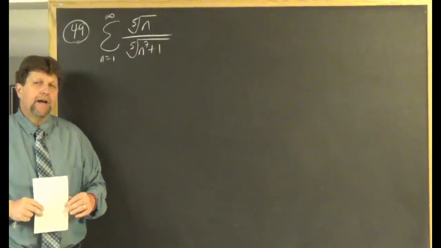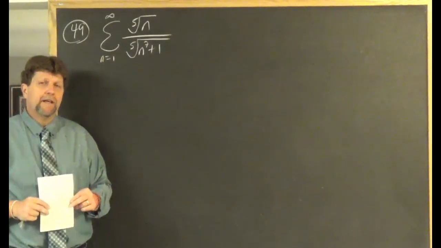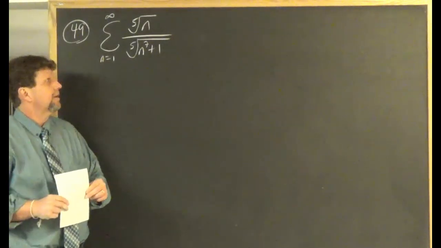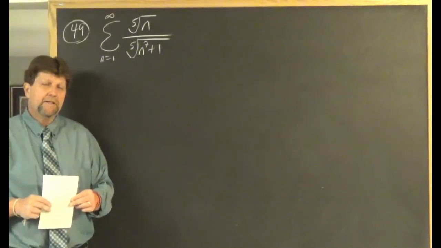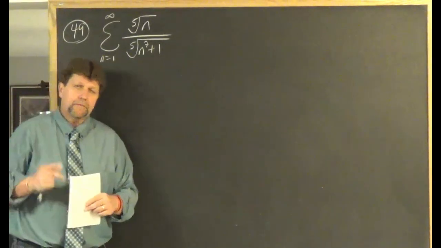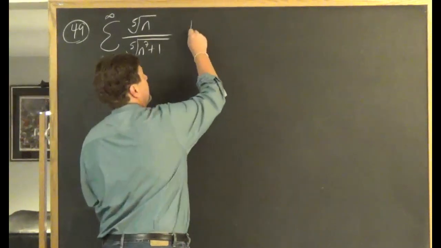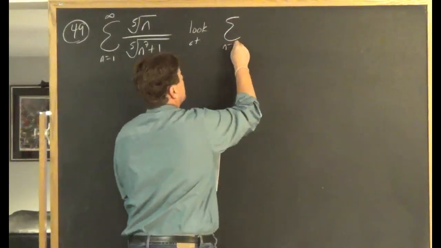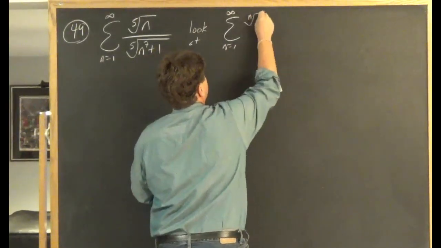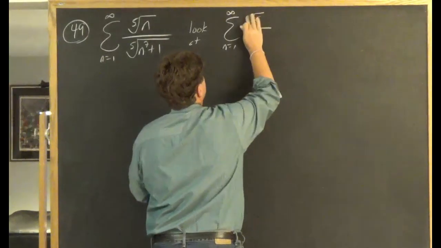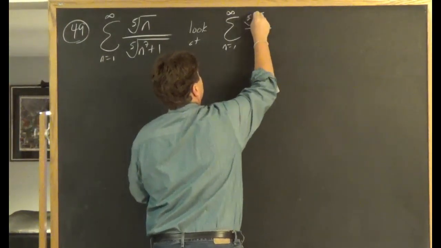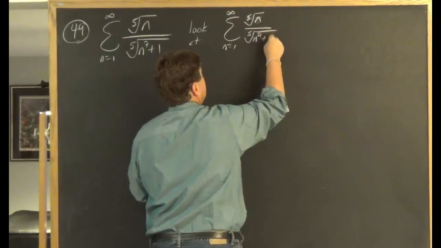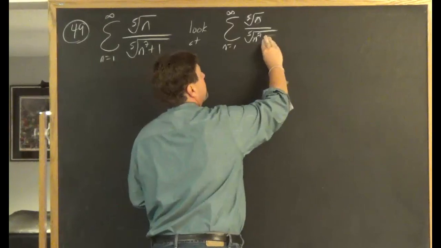All right, number 49, you're asked, is the series n equals 1 to infinity, the 5th root of n over the 5th root of n to the 7th plus 1, does that series converge or does it diverge? When I look at this, I'm kind of thinking, well, what if I look at the series the 5th root of n over the 5th root of n to the 7th.